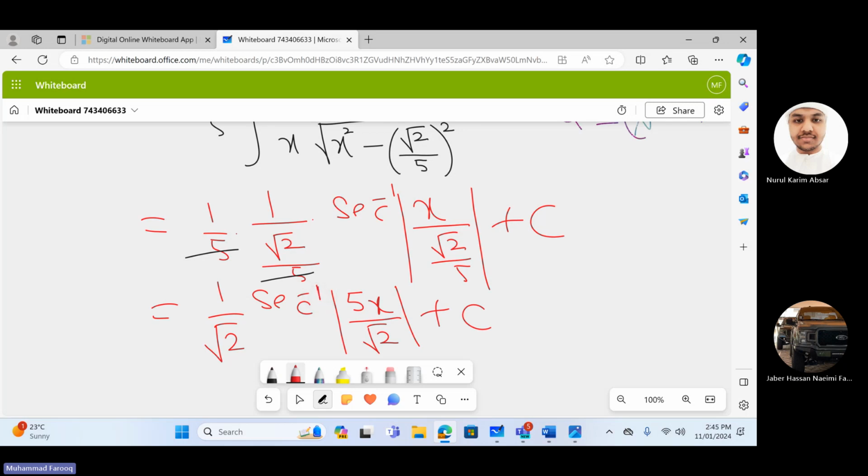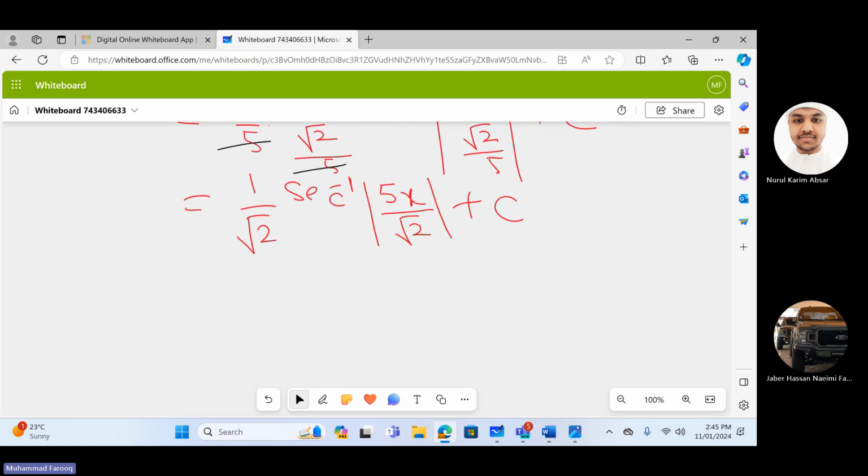Okay. Now, actually, if you want, you can keep 5 over square root 2 outside the absolute value because 5 is positive. Root 2 is positive. So if you want, no need to put them in absolute value. You can put the absolute value only and only with x. But if we left it, it's fine, right? It's okay.